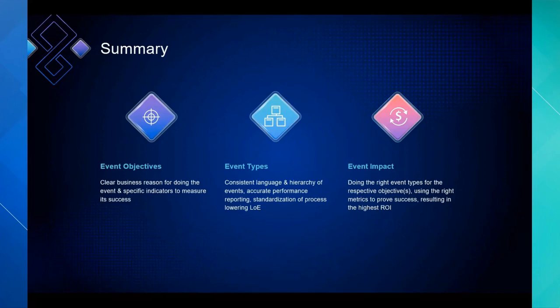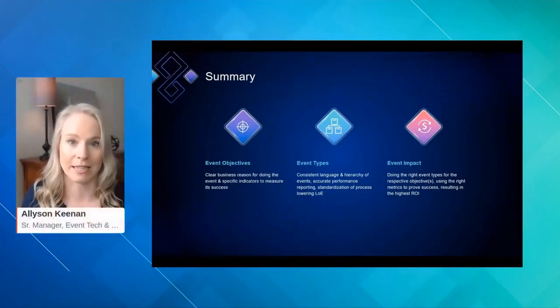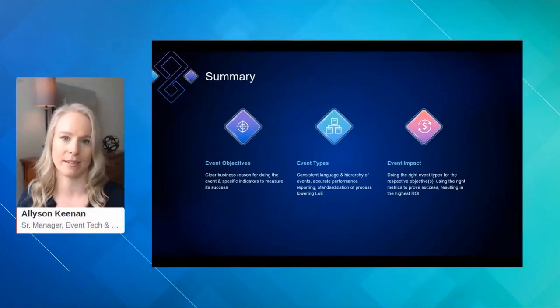Event types, the consistent language hierarchy of your events. This is not just going to provide accurate performance reporting, but it's also going to help us standardize processes, lowering that level of effort. And then impact, what you get from getting both of those objectives and types. This is going to make sure that we're doing the right event type based on the respective objective. We're using the right metrics to result in the highest return on investment.